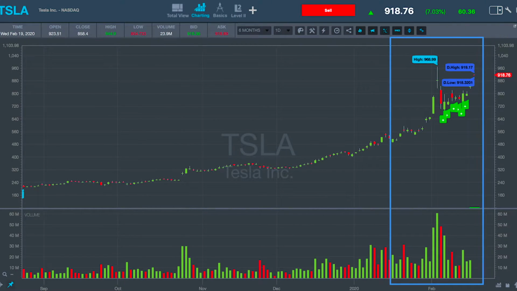A great example, and keep in mind I'm very bullish on Tesla, is if you bring up the February 2020 chart of Tesla. It's a great example of this. Tesla was uptrending.